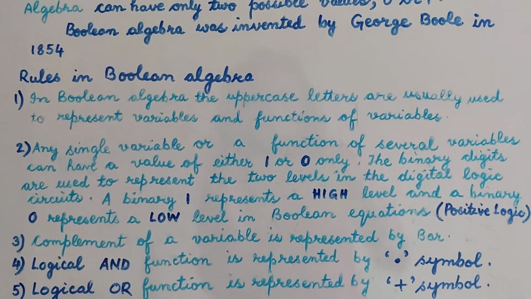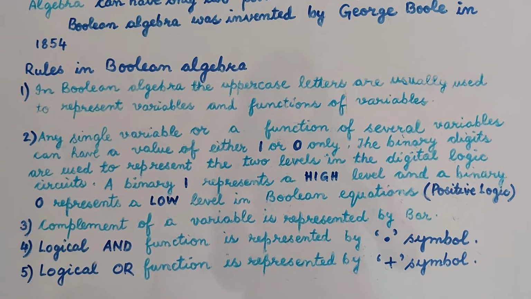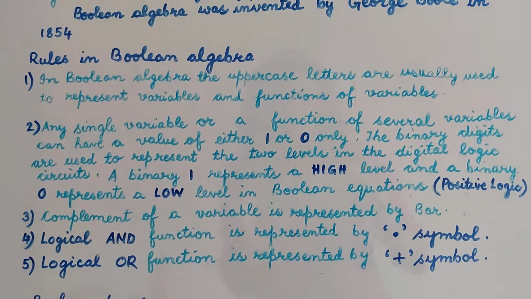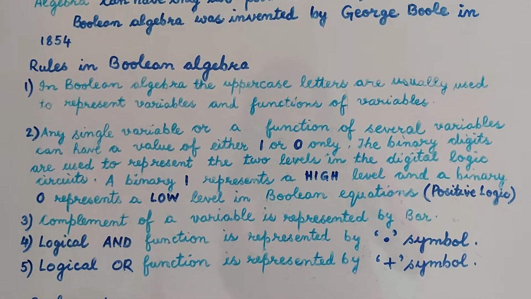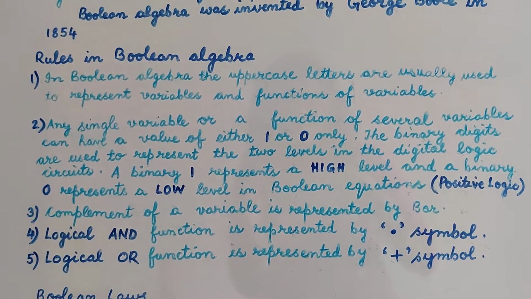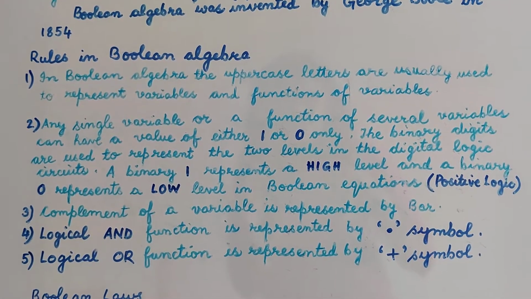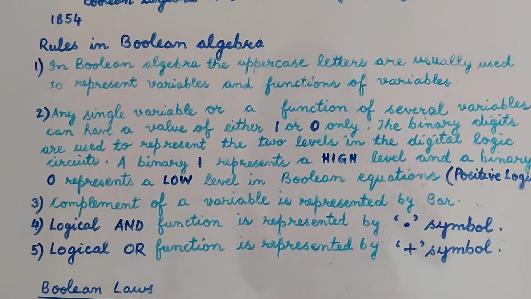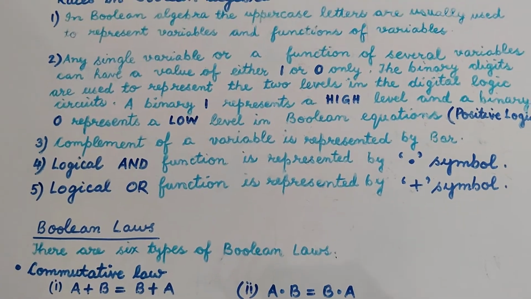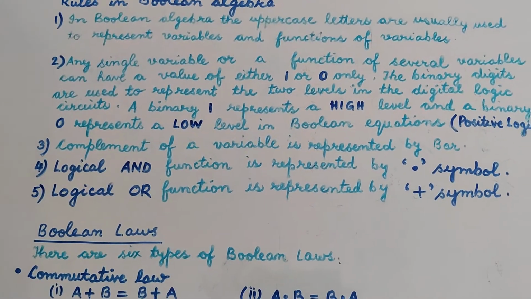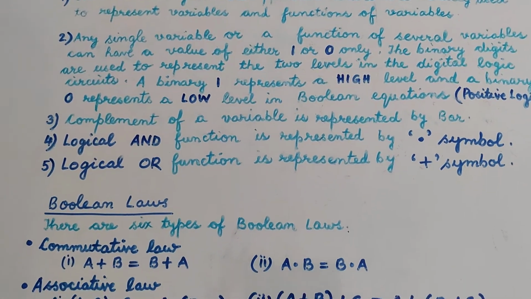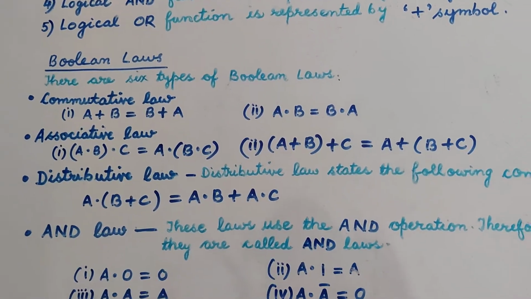The third rule is regarding how to represent the complement of a variable. If we want to represent the complement of any variable, then we represent it by a bar symbol. So, the complement of a variable is represented by bar. Similarly, the logical AND function is represented by a dot symbol, and the logical OR function is represented by a plus symbol. Besides this, there are several laws.